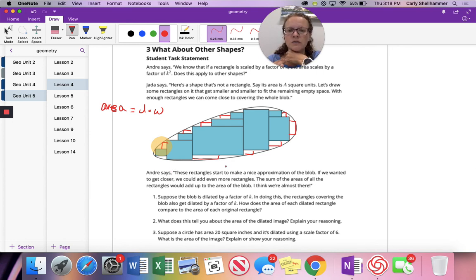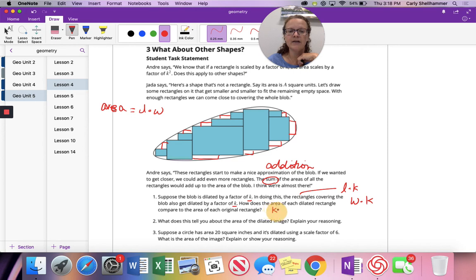If we wanted to get closer, we could add even more rectangles. And the sum, which is the addition, the sum of the areas of all the rectangles would add up to the area of the blob. I think we're almost there. It's very true. Suppose the blob is dilated by a factor of K. In doing this, the rectangles covering the blob also get dilated by a factor of K. And when we say that, we mean the length gets dilated by K and the width gets dilated by K. How does the area of each dilated rectangle compare to the area of its original rectangle?